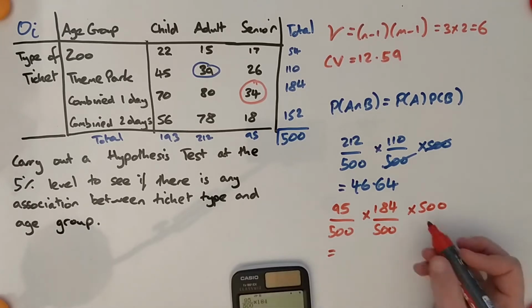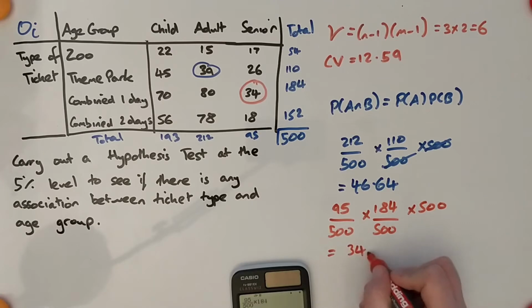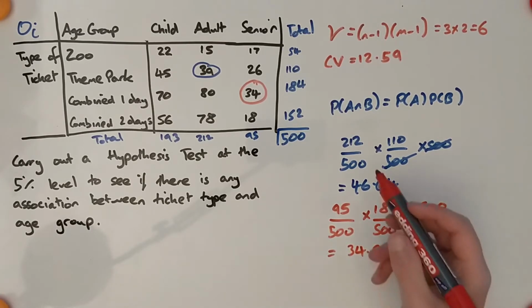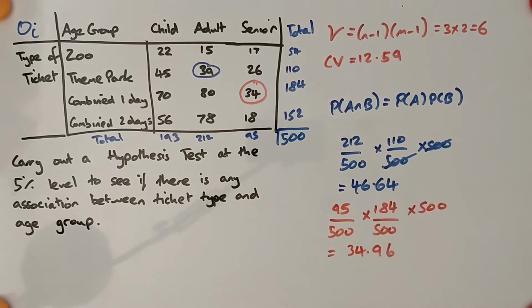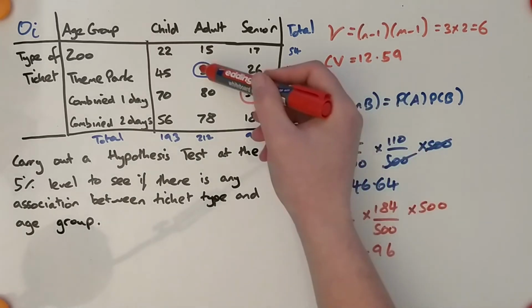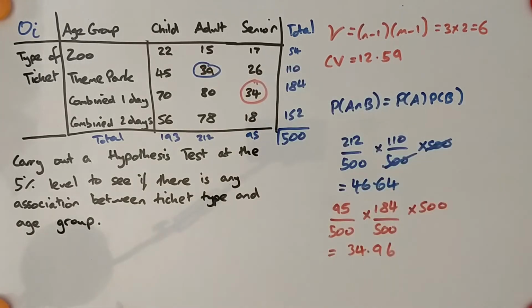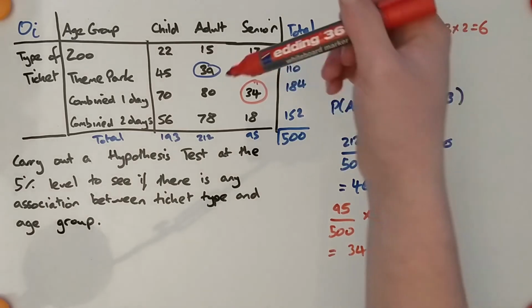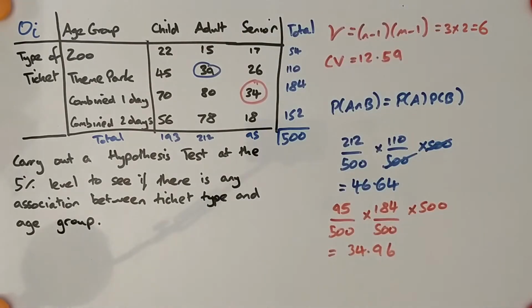Gives me an expected value of 34.96. Okay, so we call these values the expected values. You can see that this expected value is quite close to the observed value, whereas this one is quite far away. Okay, this is essentially what a chi-square test is doing. It's seeing how far away our expected value is from our actual value.